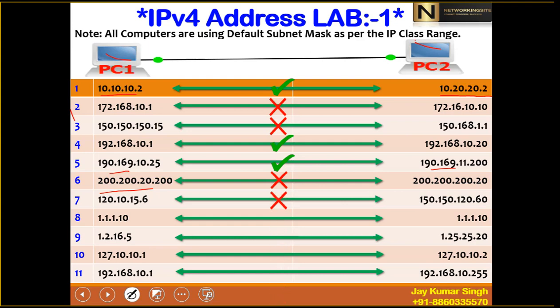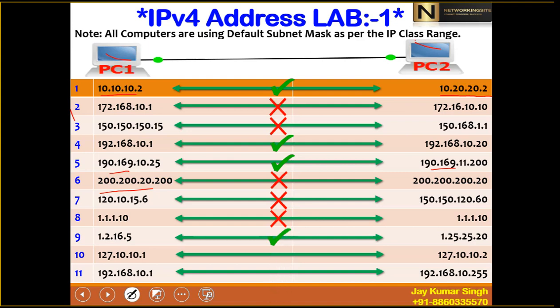Number eight is the same address. So if it is the same, you cannot communicate, because you will receive an IP conflict error message, right? Okay. Number nine, it can communicate because it's class A.